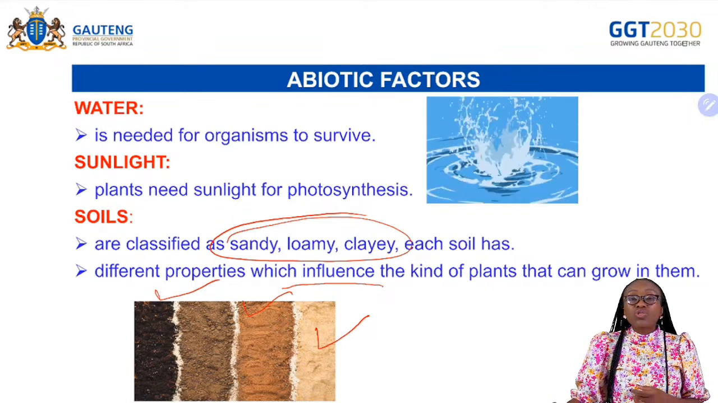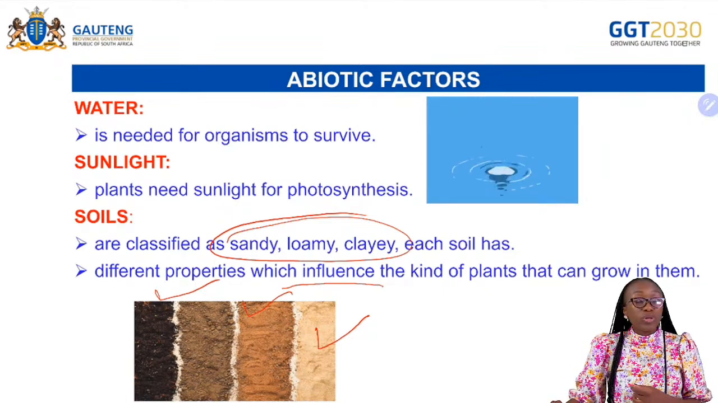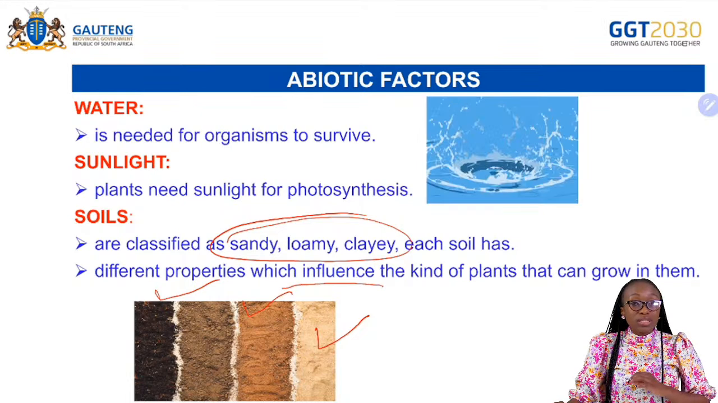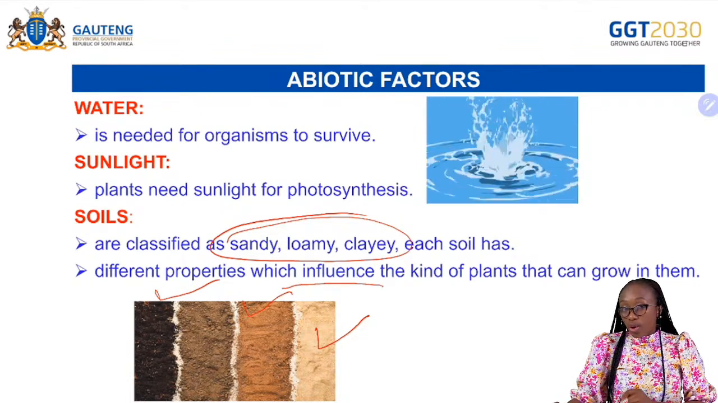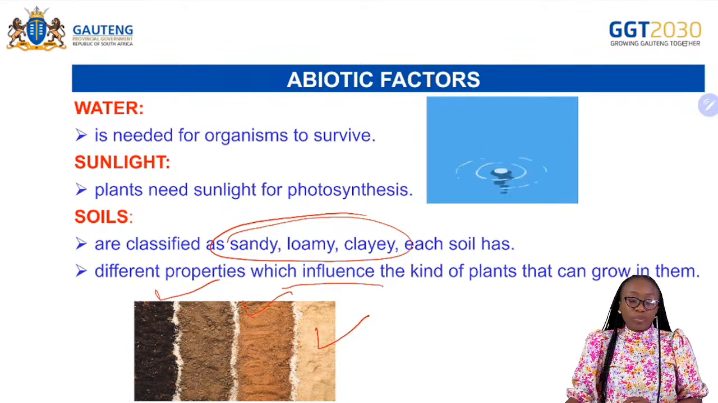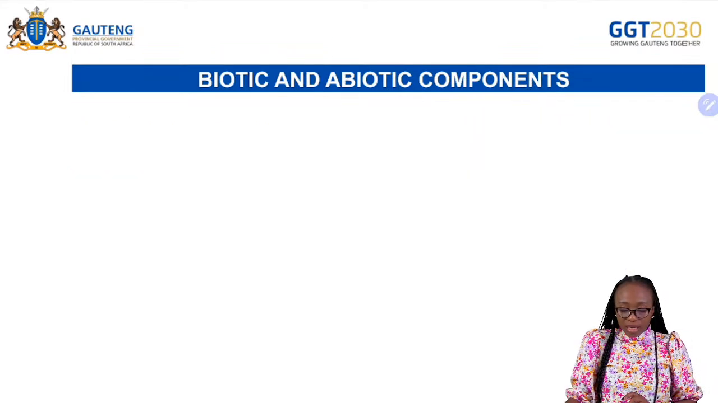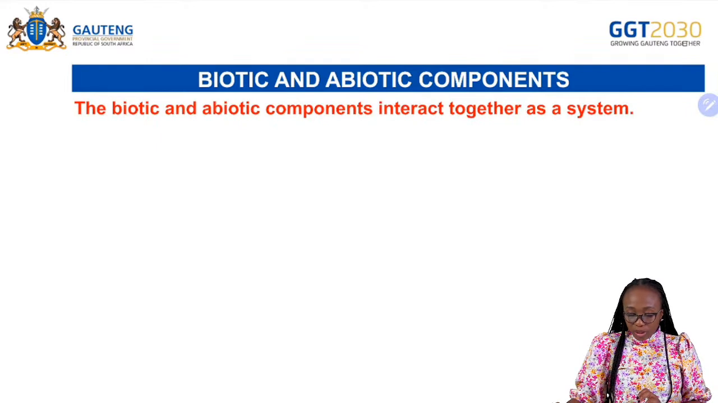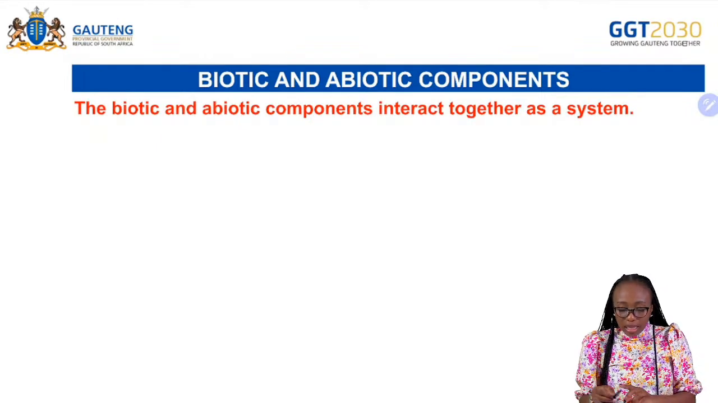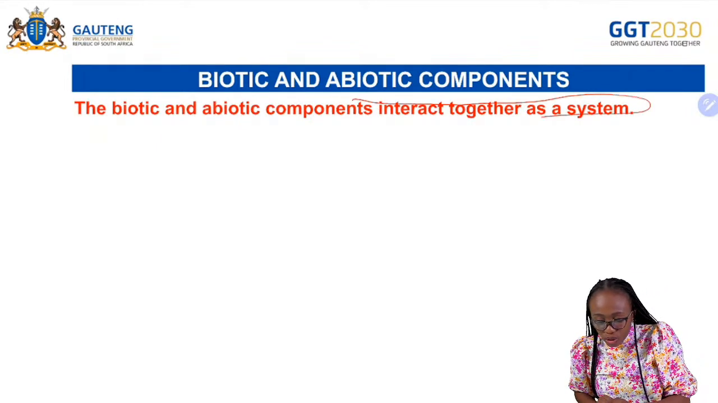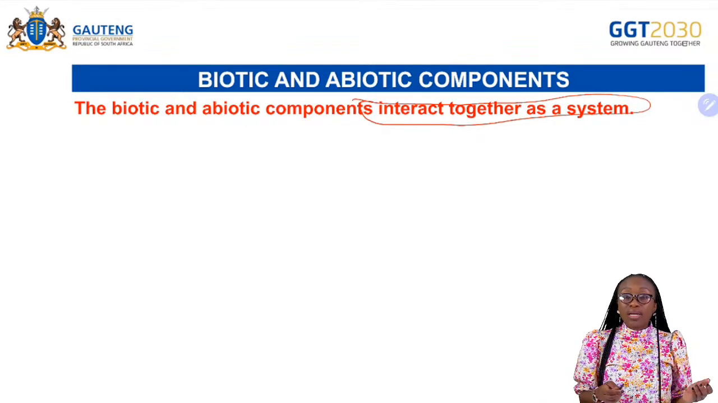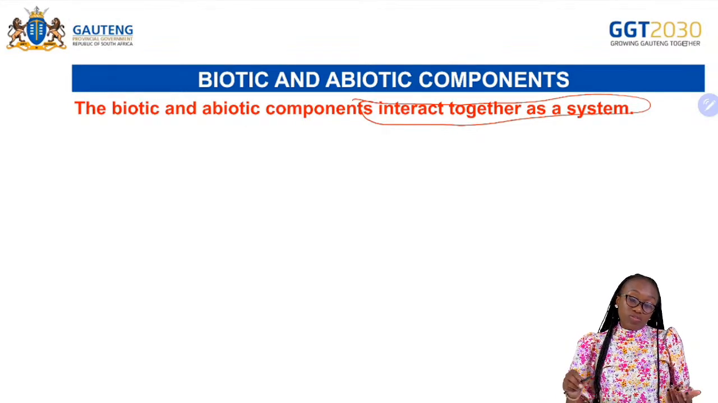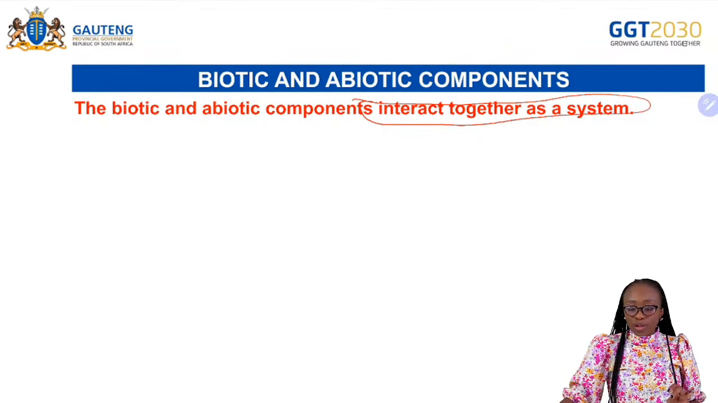So the soil type is very important because it determines what type of plant is going to grow there. So this is another important abiotic factor. Now let's combine both the biotic and abiotic components. These two components interact together as a system. One needs the other in order to survive. Like they interact with each other.